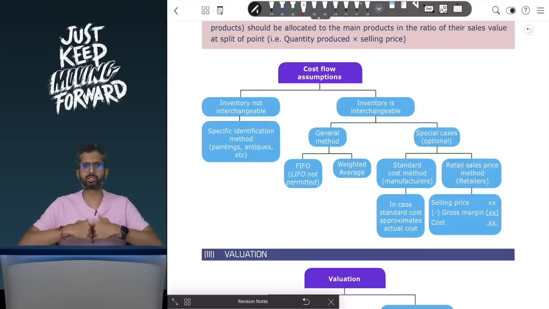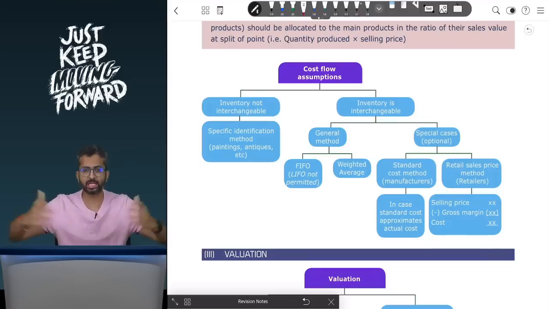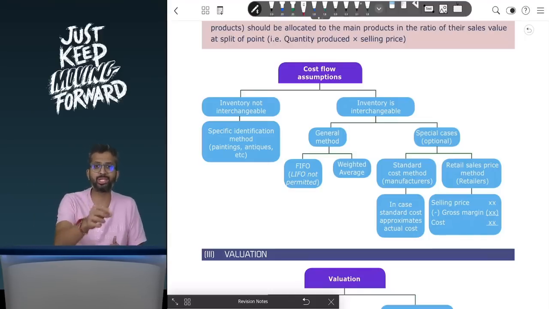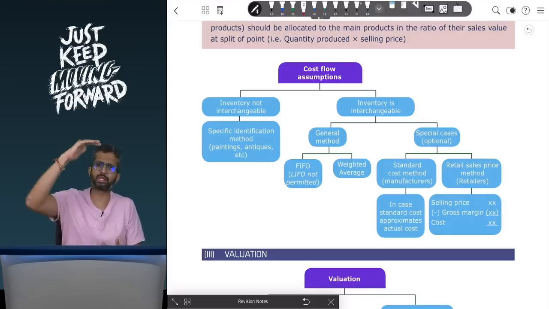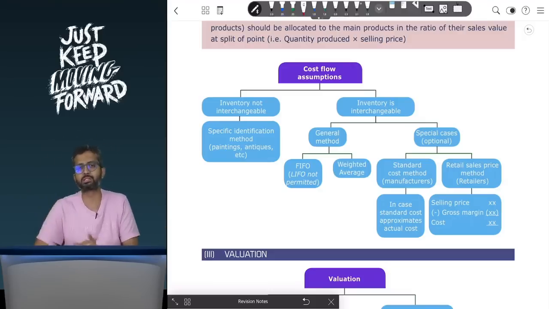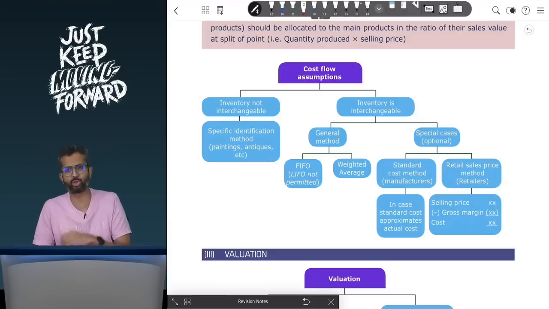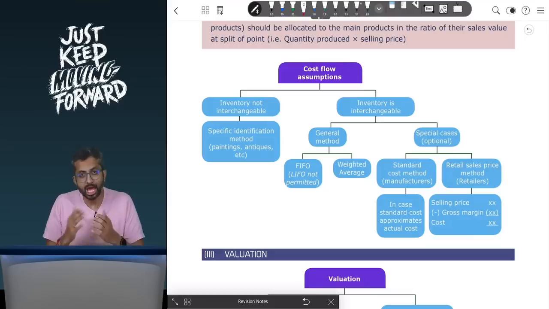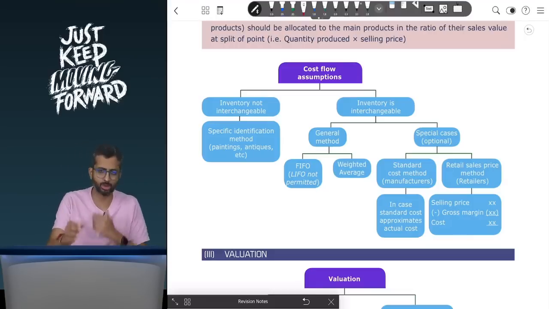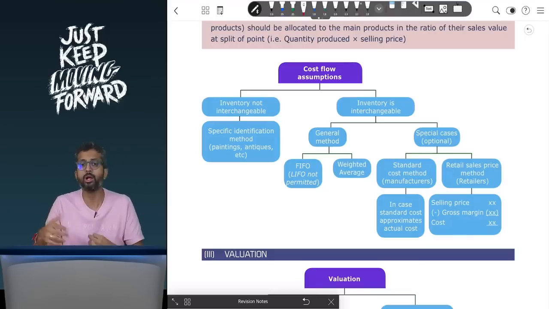Or for retailers like Hypercity, Star Bazaar, who are selling multiple products, in which case you can even follow the retail sales price method, that is the total selling price minus the gross profit or gross margin that you deduct will give you the notional cost. Remember, these are not mandatory. If you want, you can follow them, otherwise you can very well follow FIFO, weighted average, etc. for companies like DMart as well, okay, which are retailers.